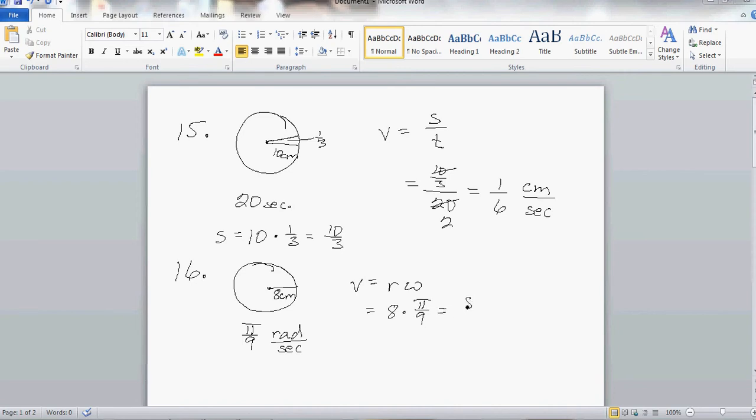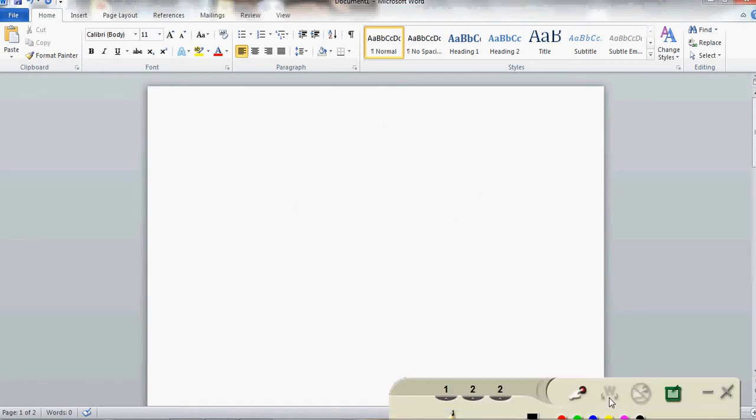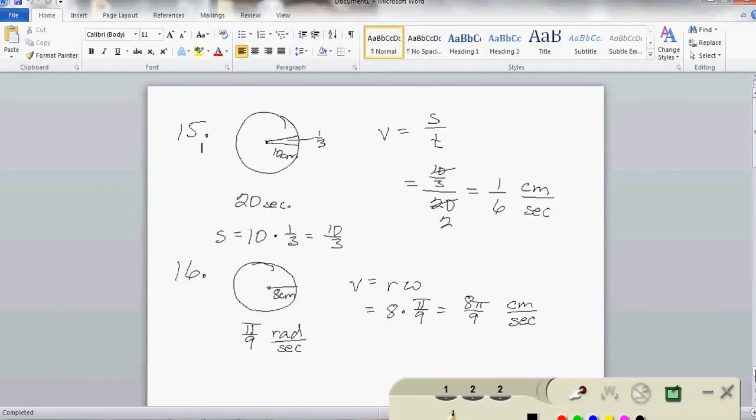And so multiplying here, we get 8 pi over 9, and we just need a particular label. Well, we want the velocity, so that's going to be how much distance, centimeters, in a particular amount of time, seconds. And so our final answer becomes 8 pi over 9 centimeters per second.